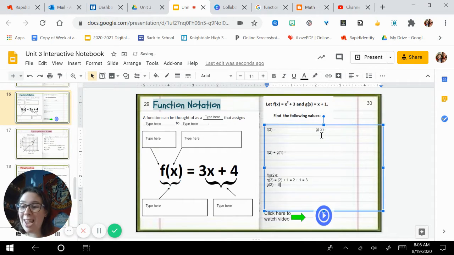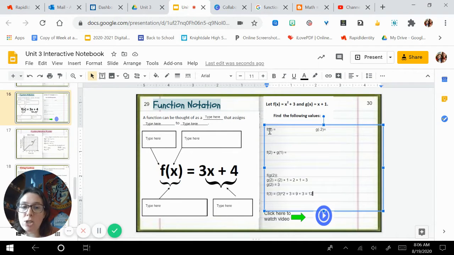Now I'm going to take my answer from the inside, 3, and plug it into the outside function, which is f. So f of 3 equals, again, f of x is x squared plus 3. So 3 squared plus 3. What is 3 squared? 9. 9 plus 3 is 12. So my final answer is 12, not the 3 from the inside. I use that answer to plug into the outside function, and the outside answer is my final answer. So 12 is my answer.